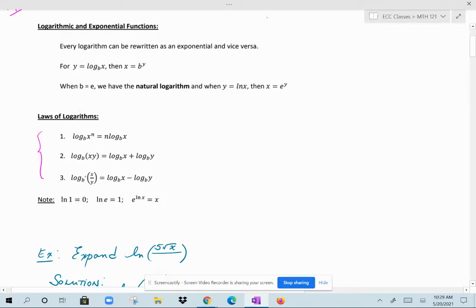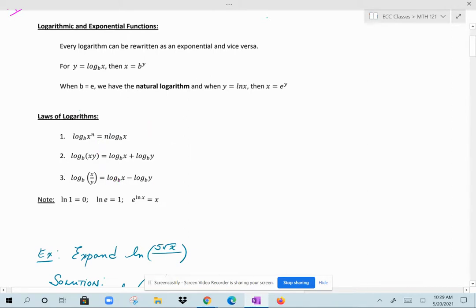The second law is regarding products. So the log base b of x times y can be rewritten as the log base b of x plus the log base b of y. And the third one is a quotient law, and that says that the log base b of x divided by y is equivalent to the log base b of x minus the log base b of y. When your logarithms are rewritten the way they are on the right side, that is called expanding the logarithm.